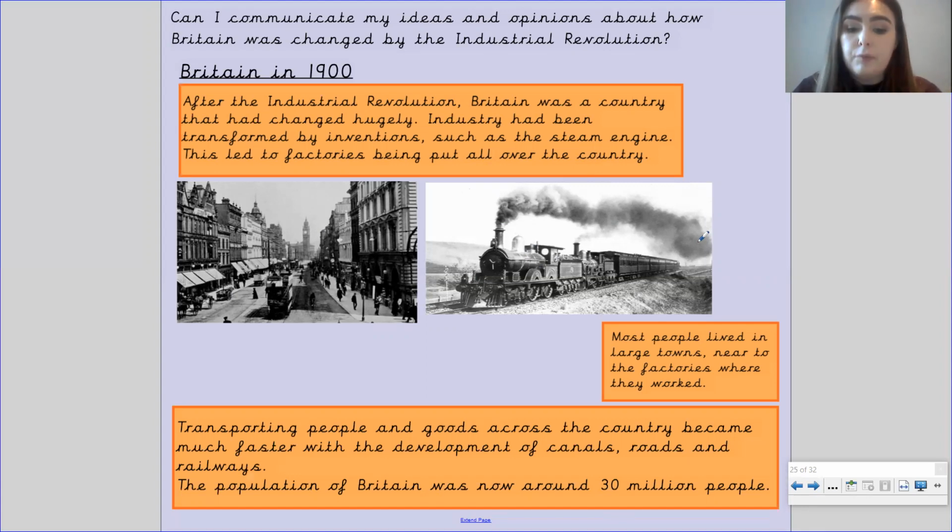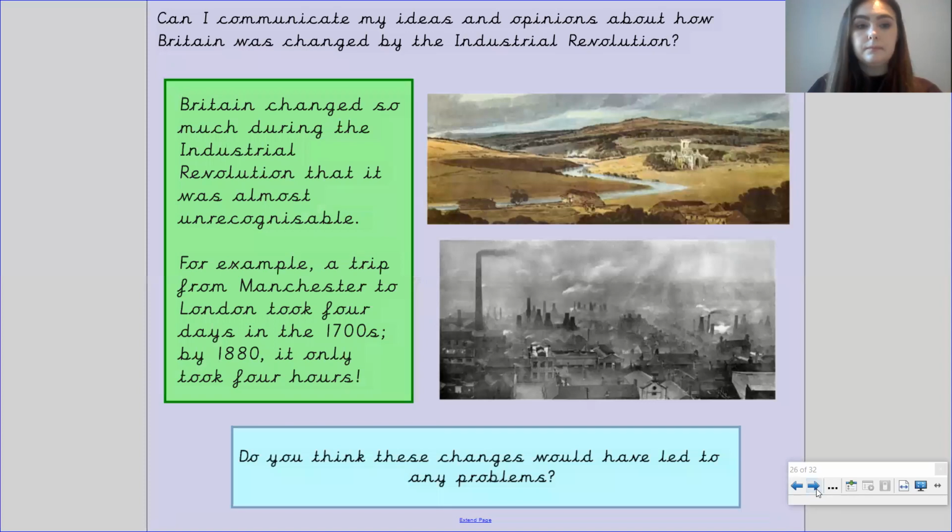And the population of Britain was now around 30 million people. So before it was less than 10 million. And then in 140 years, we had around 30 million people, which is a massive jump. Britain changed so much during the Industrial Revolution that it was almost unrecognisable. For example, a trip from Manchester to London would have taken 4 days in the 1700s, but by 1880, it only took 4 hours. Do you think any of these changes would have led to any problems?